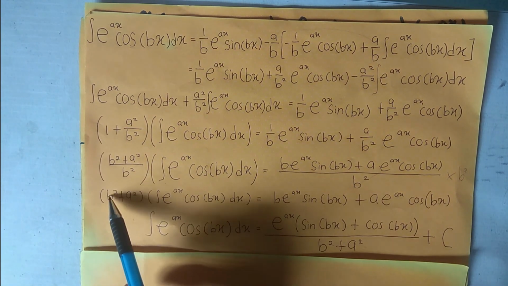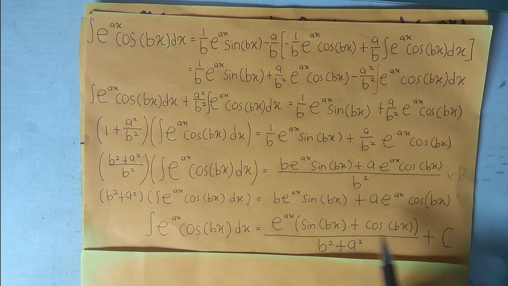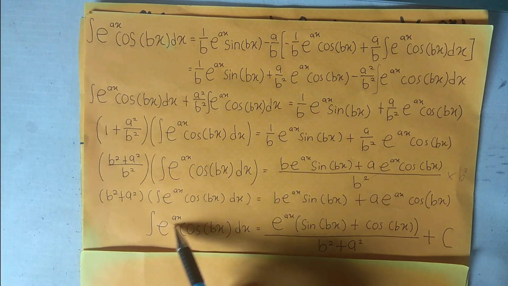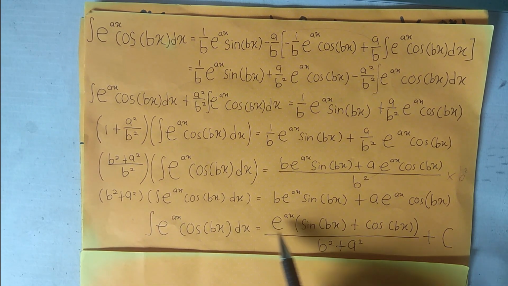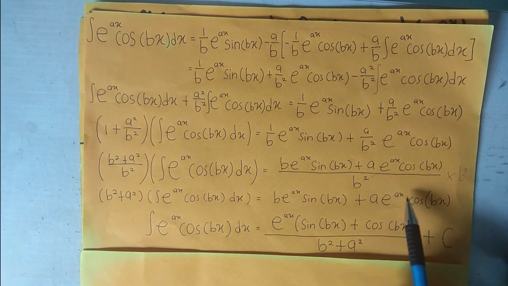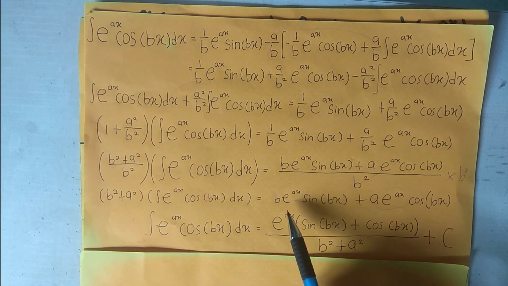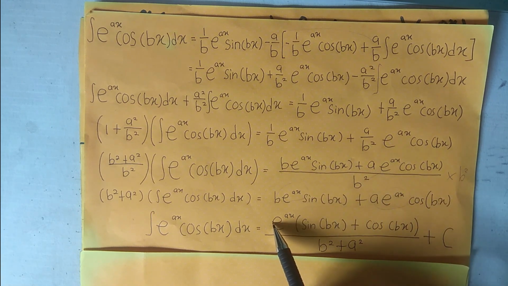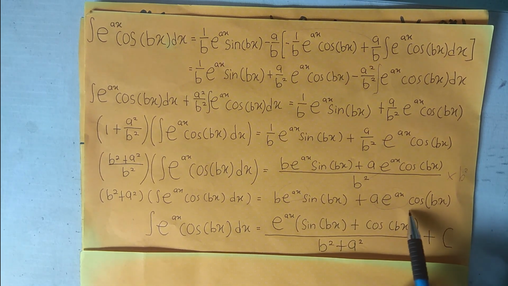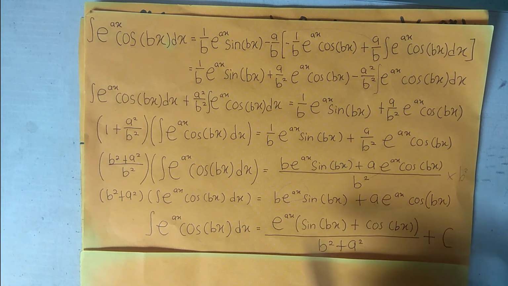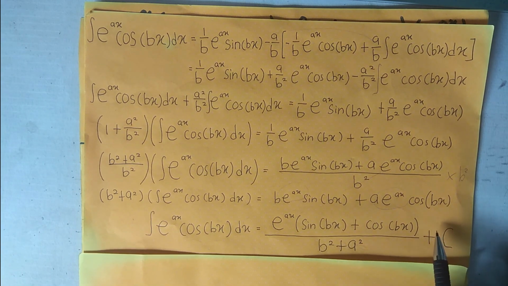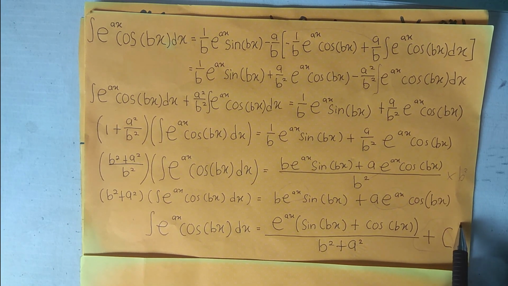We took b square plus a square to the right hand side, and we get the integral of exponential power of ax cos bx dx equal to this. We factorize the exponential function because it is common on left and right. Factorize it: exponential power of ax times open bracket b sin bx plus a cos bx close bracket, divided by b square plus a square, and do not forget to add plus c. This is the last answer.